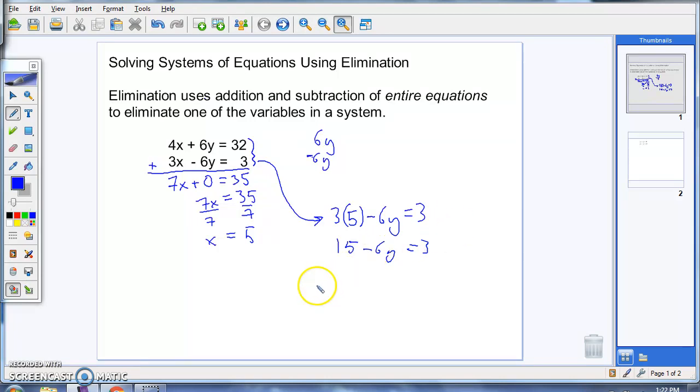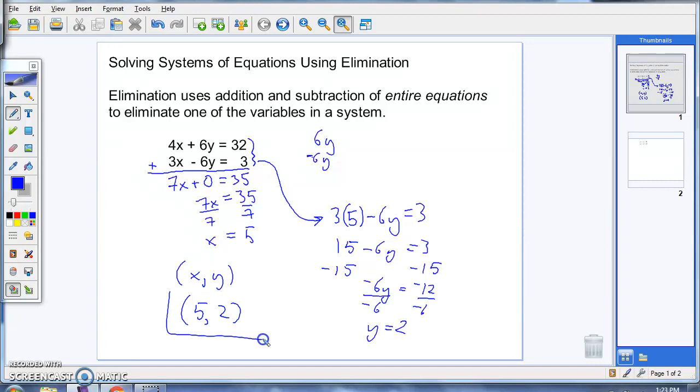That's a minus sign. And then you can subtract 15 from both sides because 15 is positive. And you get negative 6y is equal to negative 12. Divide both sides by negative 6. And y then is equal to 2. So your solution, if you write it as x comma y as an ordered pair, would be 5 comma 2. This is your solution. Does that make sense? So addition and then substitution. Okay, let's do one more example and then we'll stop.